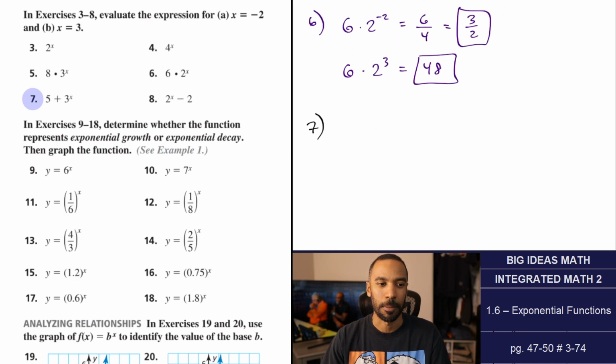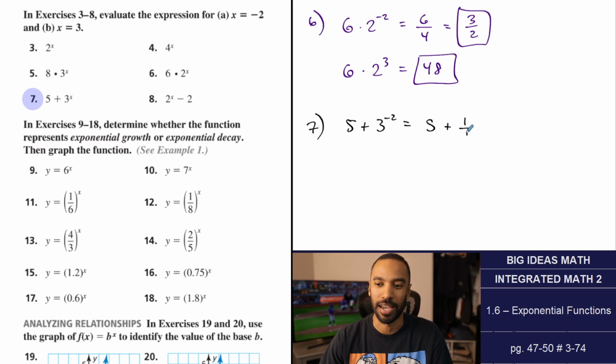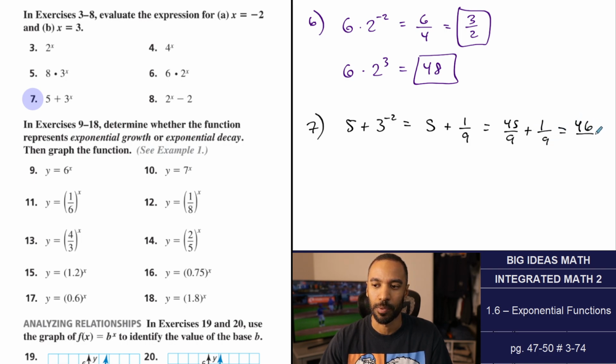All right, number 7. I have 5 plus 3 to the x power, or 5 plus 3 to the -2nd power. I was going to say what makes these different. Now I realize I have a fraction, which makes it harder. 5 plus 1/9. You could say 5 1/9, but I'm an improper fraction guy, so 45/9 plus 1/9, which is 46/9. And when I say I'm an improper fraction guy, I mean I think all math teachers are improper fraction guys. They're okay with it.